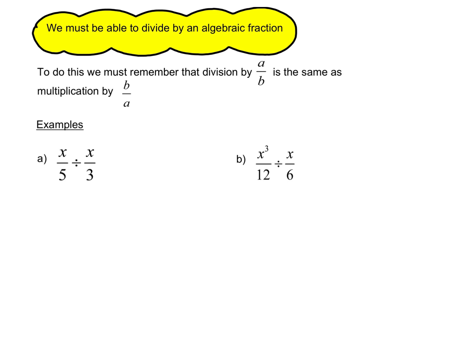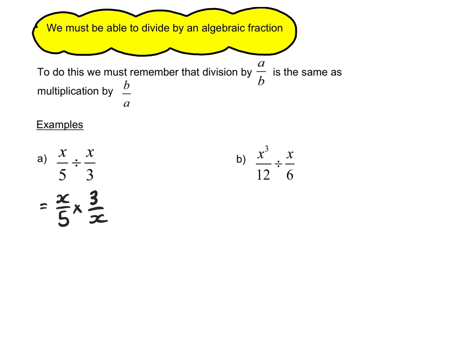So in an example like this one, part a here, I've got x over 5 divided by x over 3. The important thing is the first fraction doesn't change, so that's going to stay exactly as it is, x over 5. But because I'm dividing by this fraction here, I'm going to change it to a multiplication problem, but I'm going to flip the fraction upside down. So it's going to go from x over 3 to 3 over x.